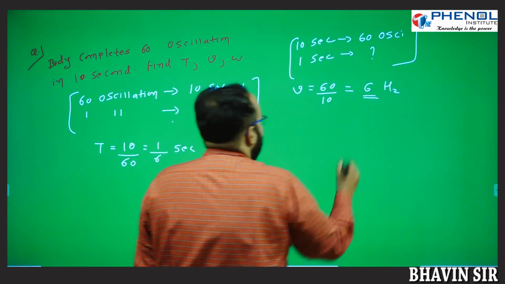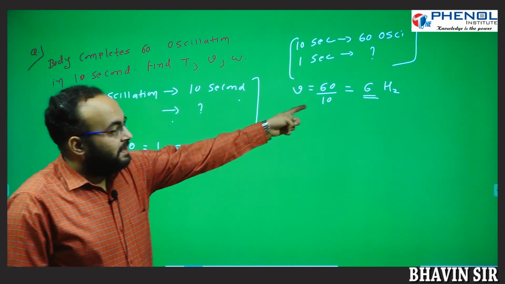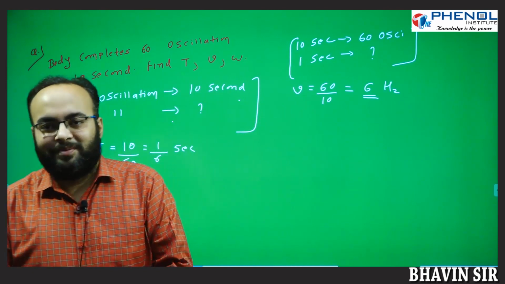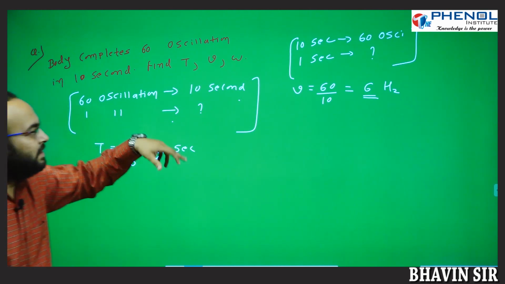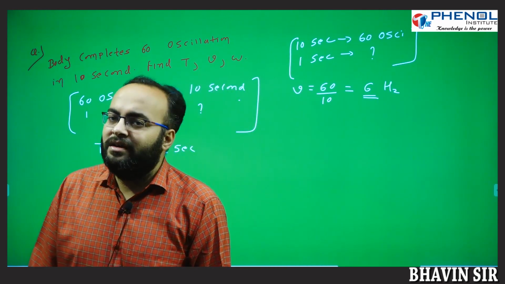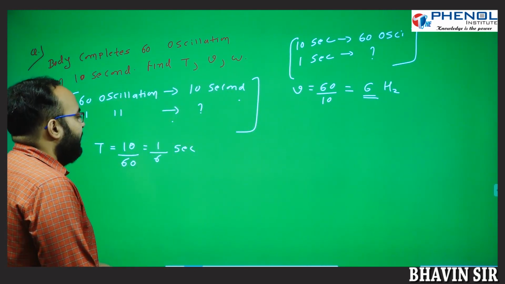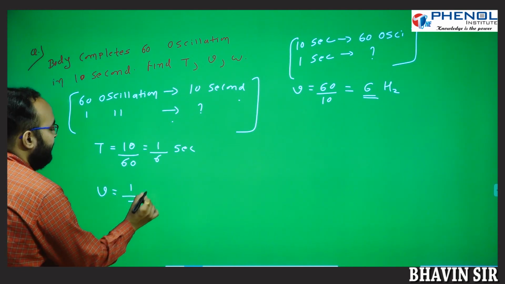See, time period is 1 by 6. What is the frequency? 6. So they are inversely proportional. This is how it is proved. Okay, the definitions of the two are different. Time period means time required to complete one oscillation. Frequency means number of oscillations completed in 1 second. Okay, this was the proof; otherwise you can directly use 1 by T.